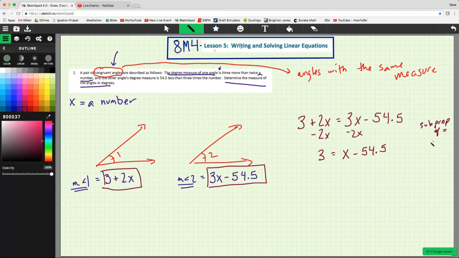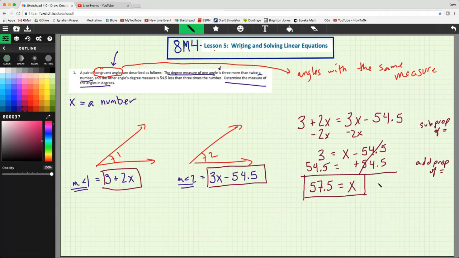And now I can use the addition property. I'm going to give you the hint, the addition property of equality, and we'll be done. What are we going to add to both sides to solve this problem? For those of you who said 54.5, you are correct. So we have these cancel, and on the right side I have x, and on the left side I have 57.5. So that's my value of x.